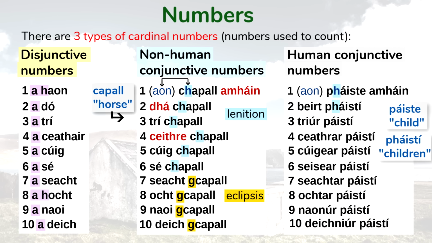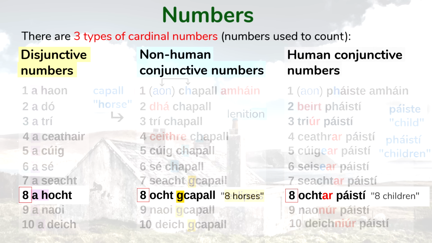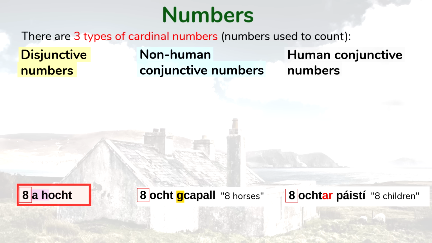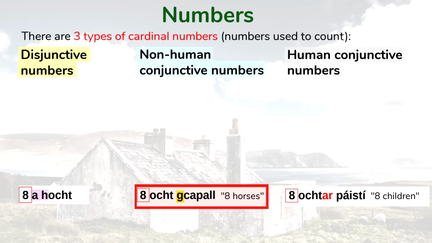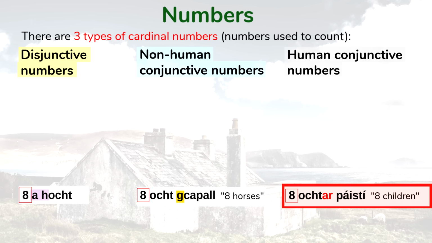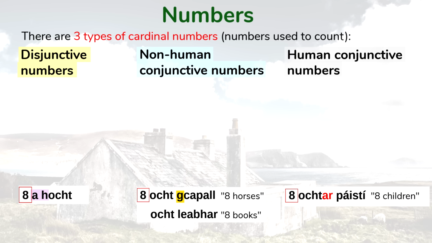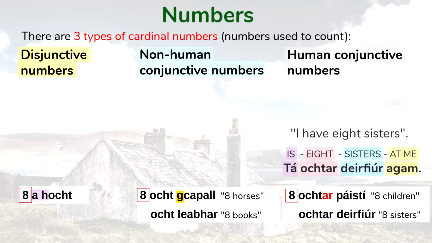Human conjunctive numbers. As you can probably guess, these are numbers used to count human nouns. These ones are significantly different in form from the others, notably in these suffixes on many of the numbers. Let's take the number 8 as an example. If you're simply counting on your fingers, it's a hocht. If you're counting horses, it's ocht gcapall. If you're counting children, it's ochtar páistí. If you're counting books, it's ocht leabhar. If you are counting sisters, it's ochtar deirfiúr. Tá ochtar deirfiúr agam. That sentence means I have 8 sisters.